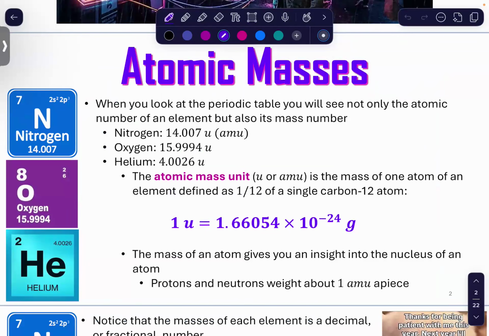So let's start with the concept of atomic masses. When you look at the periodic table, we've been looking at this so far and pulling out the atomic number. So for example, for nitrogen, it's 7. That'd be 7 protons in the nitrogen nucleus, 8 protons in the oxygen nucleus, 2 for helium. But we also get other important information from the periodic table. We get quite a bit. But the next one we're going to be looking at is the mass number from the periodic table.